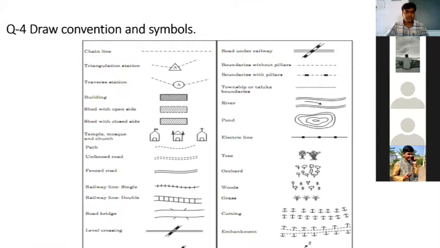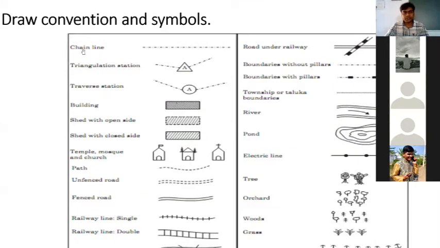Here you can see, starting from, we'll go for chain line. In the chain line, we're going to make the marking like this, dash dot, dash dot, dash dot, dash dot, in a straight line. So this is the chain line, where we have the chain laid in a straight line, and that chain line we're going to mark like this, dash dot, dash dot, dash.